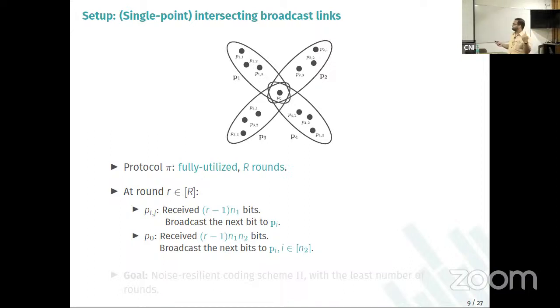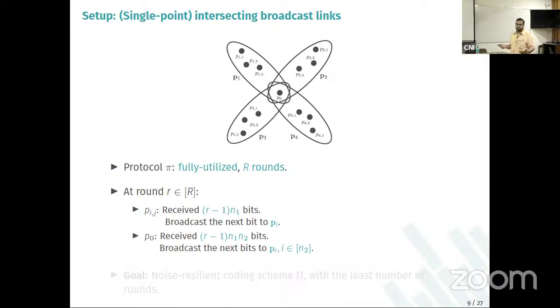So in each round, Pij receives N1 bits. So in total, in R minus 1 rounds, it would have received R minus 1 times N1 bits. Based on what these bits are, the protocol pi is going to tell Pij what bit to broadcast next to Pi, along the link. Similarly, for P0, it would receive per round N1 and N2 bits from each of these parties. So in total, in R minus 1 rounds, it would have received R minus 1 times N1 and N2 bits in total.